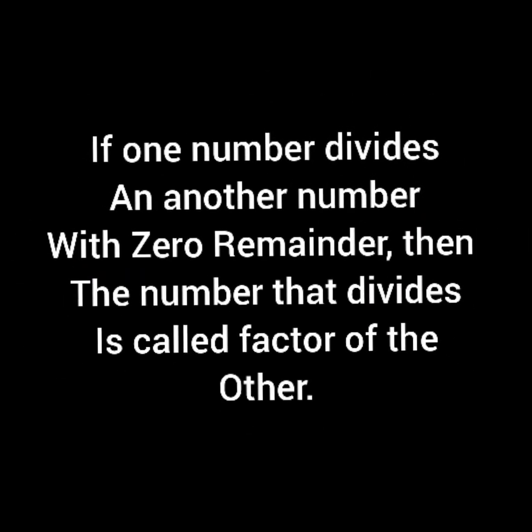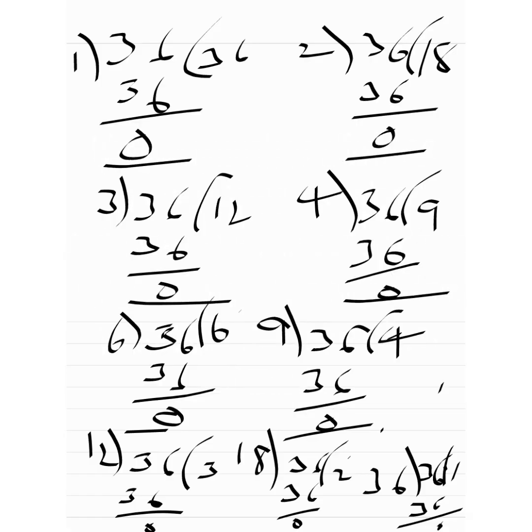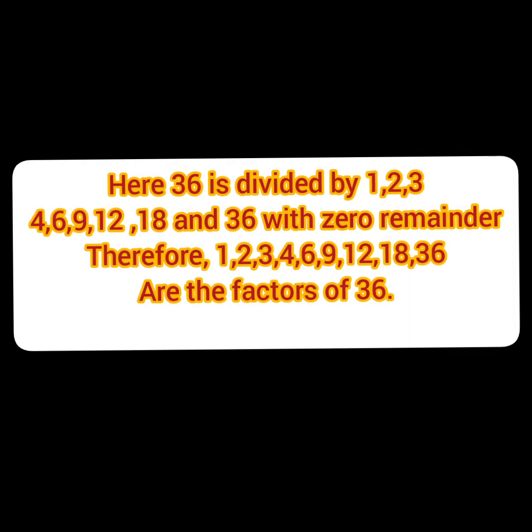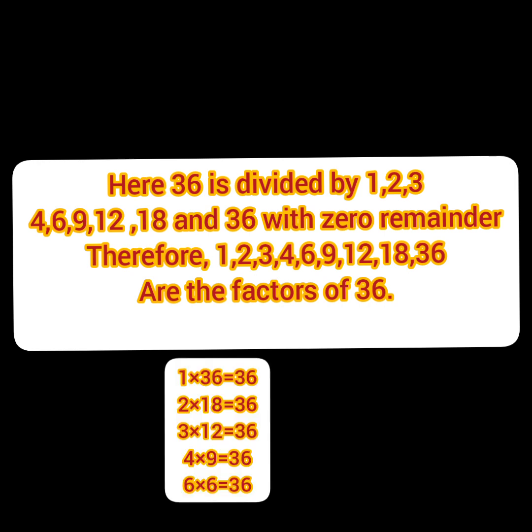If one number divides another number with zero remainder, then the number that divides is called a factor or divisor of the other. For example, 36 is divided by 1 with 0 remainder, similarly 36 is divided by 2 with 0 remainder, 36 is divided by 3 with 0 remainder, similarly 36 is divided by 4, 6, 9, 12, 18 and 36 with 0 remainder. Therefore, with respect to 36, 1, 2, 3, 4, 6, 9, 12, 18 and 36 are the factors of 36.